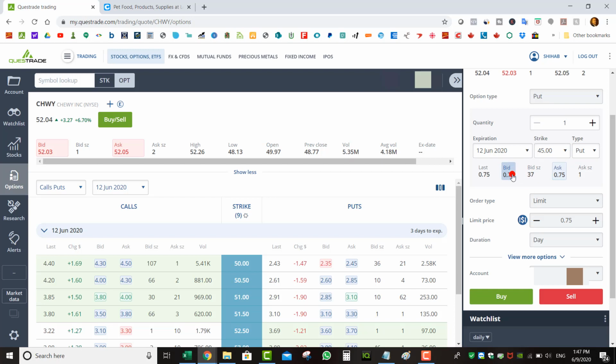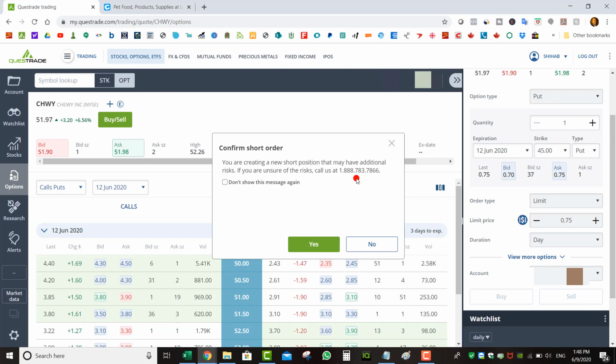Obviously, if I want it to get filled right away, then I should click on the bid, because that's what someone is willing to purchase. Since I'm selling, I have to look at what someone is willing to buy it for. So if I want it to get filled right away, I click on 70, and then I click on sell over here. If I wanted to buy a put, I'd click on buy, but I'm trying to sell it. There are different risks associated with opening a trade by selling a naked put.